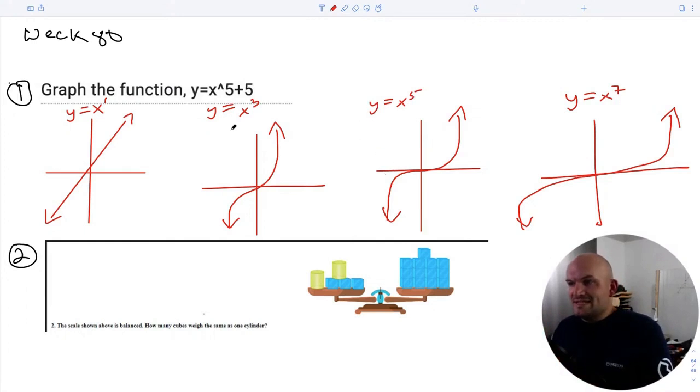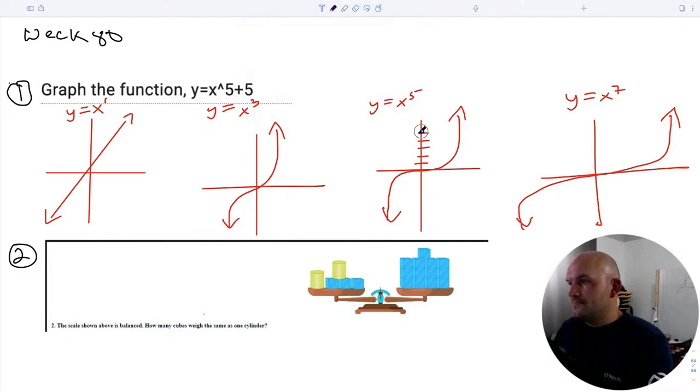Then we just need to understand what's happening with the shift. And you can see here what's happening with the shift is it's being shifted up 5 units. So what we're simply going to do is take this graph and then shift it up 5 units. So 1, 2, 3, 4, 5. So all I'm going to do is take this exact same graph, and I'm just going to copy it somewhere else.